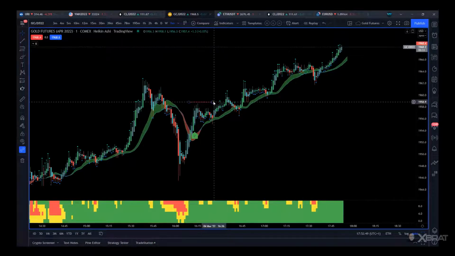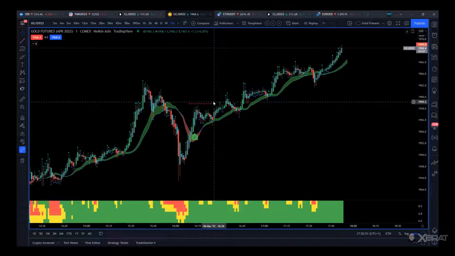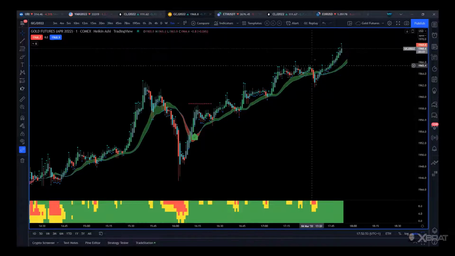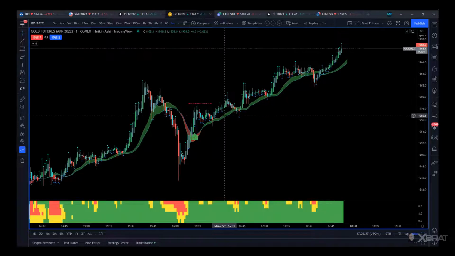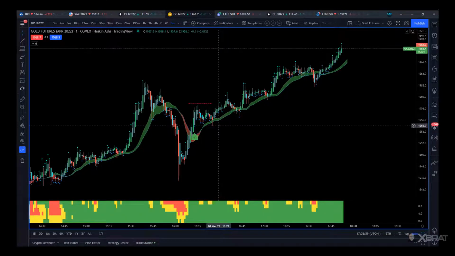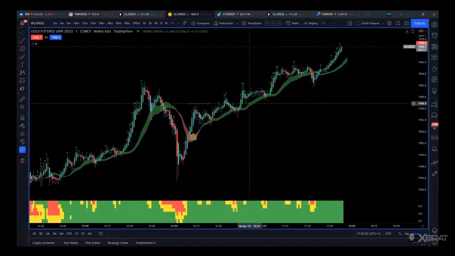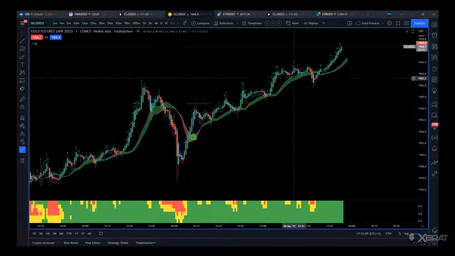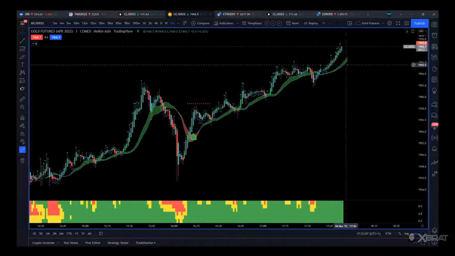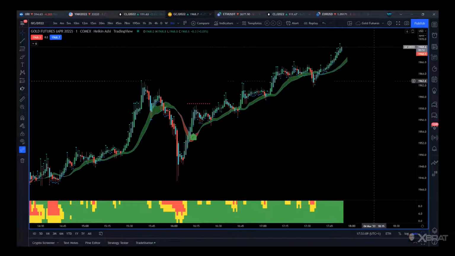So this trade was taken at 1958.9 and we're at 1968.4, so nearly 100 ticks on a 1 minute time frame. Why are we still in it? Because the ribbon for the manager has remained green, therefore it is telling you to stay in the trade.